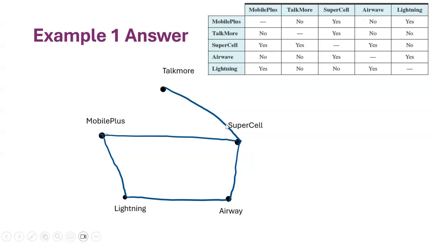And last, when you get to Airwave, the only other edge that we need to create is Airwave and Lightning because there's an agreement between them. So this is the graph that represents that table. So it's pretty neat. Often in mathematics, we can answer a question simply by looking at a graph. Sometimes looking at the table, it has all of the information together. So having the graph is very, very helpful.